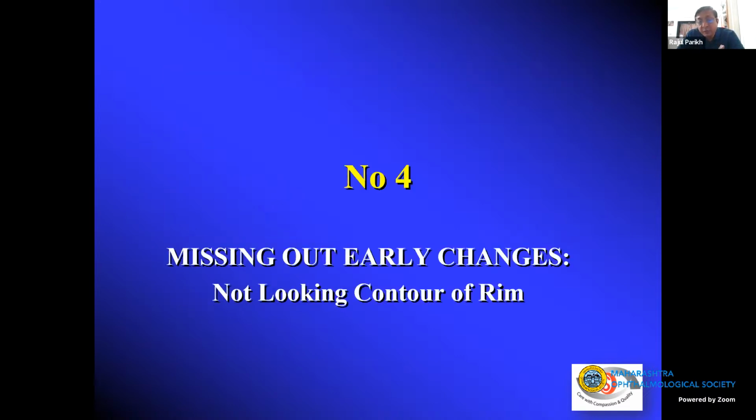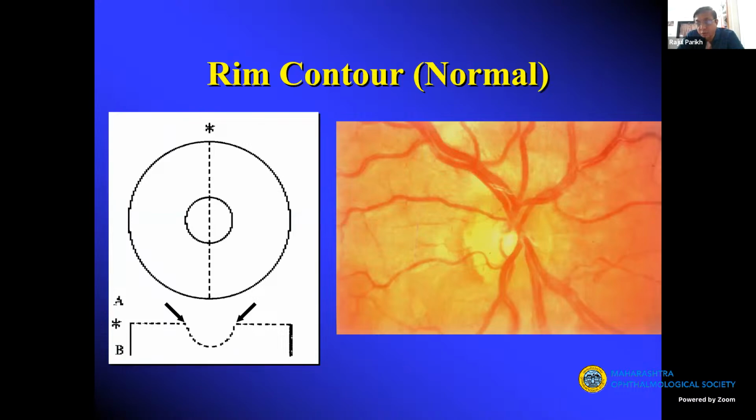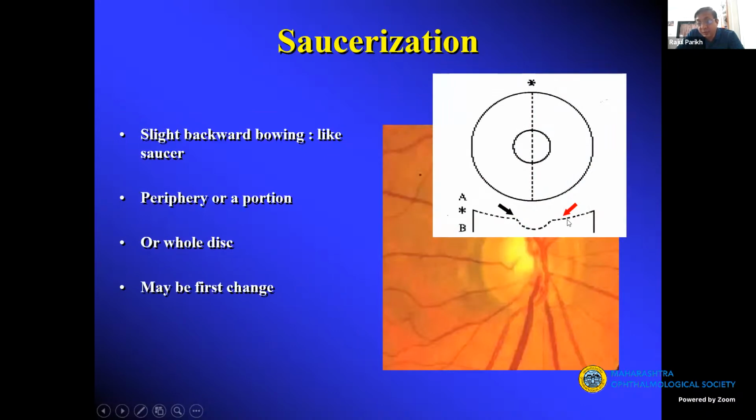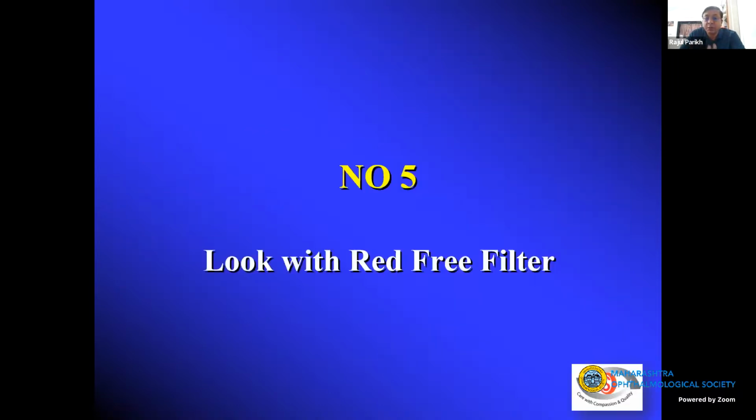Fourth, we miss the early changes by not looking at the contour of the rim. For the contour of the rim, stereoscopic examination is very important. This is a normal contour. In early changes, you have inferior rim thinning and saucerization. This saucerization is a very important sign of early glaucoma. And if you don't do a proper stereoscopic examination, you will miss the early saucerization, you will miss the early changes. Fifth, looking with the red-free filter is very important.